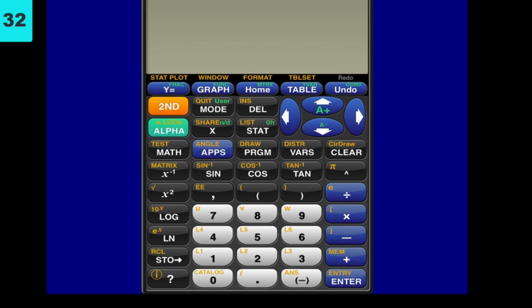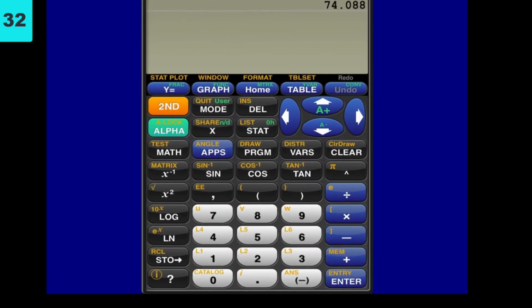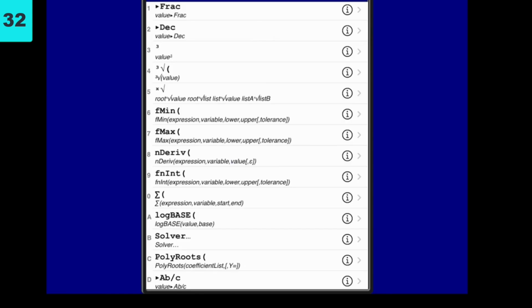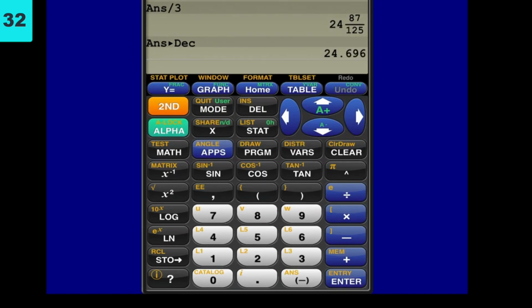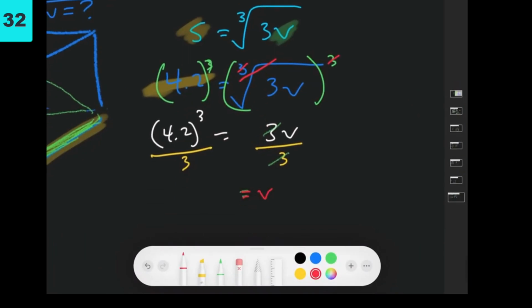4.2 caret to the third power. And then we needed to divide that answer by what number? 3. So I don't touch anything, just write divided by 3. So the answer will just come up when you press division. Enter. And that's bad. It gave me a number. I'd rather have some decimals. 24.696. So I have V equals 24.696.